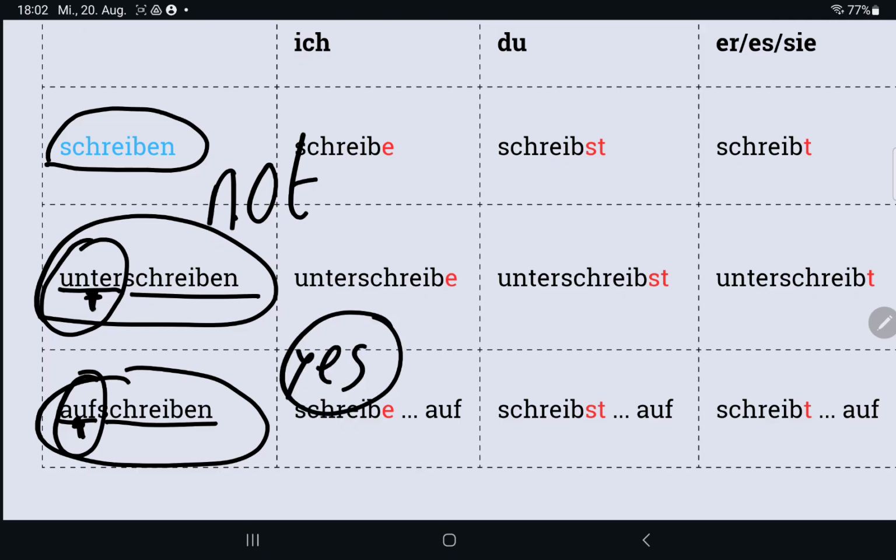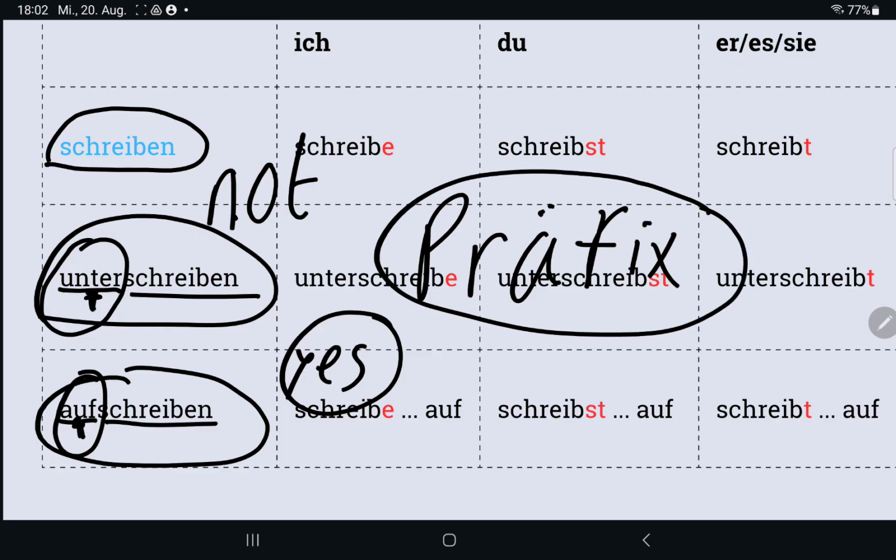Is it separable? What is separable? The prefix. In German we call it prefix. If the prefix is separable, just like here, it's a separable verb, a trennbare Verb. If the prefix is not separable, it's a nicht trennbare, not separable verb.